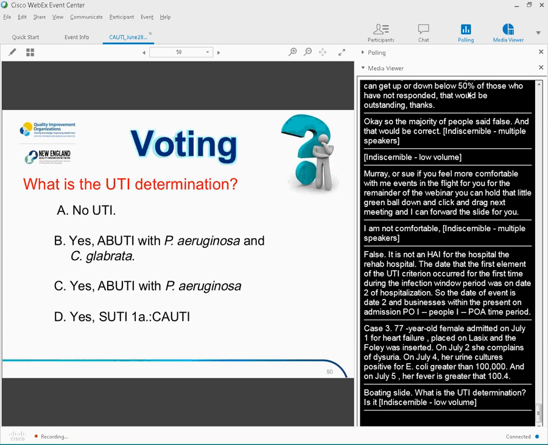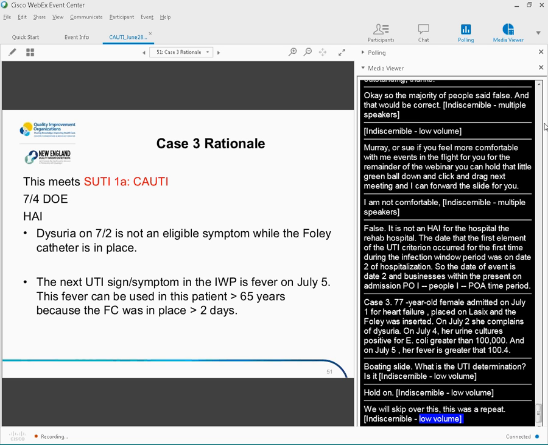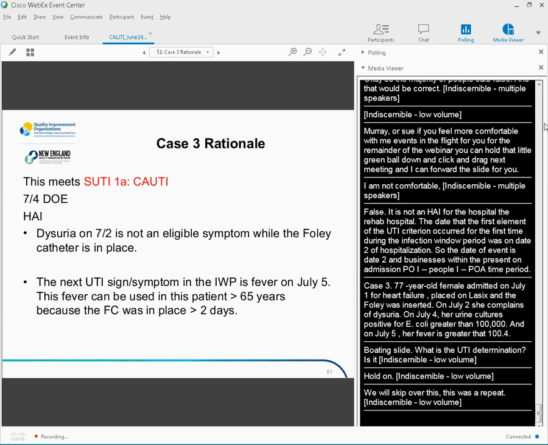No, these are 2 I needed to get out. Okay. We're going to skip over this. This is a repeat. Never mind about that. Okay. This is it. It meets the criteria. Okay. Yes, okay. This meets SUNY 1A CAUTI.